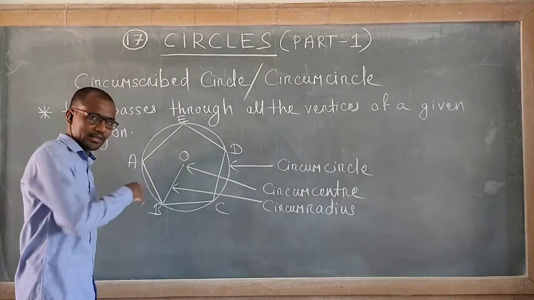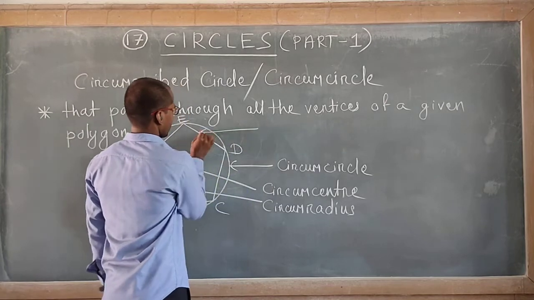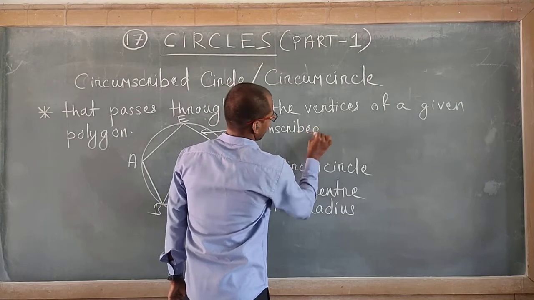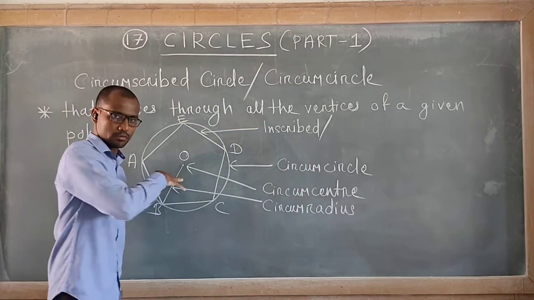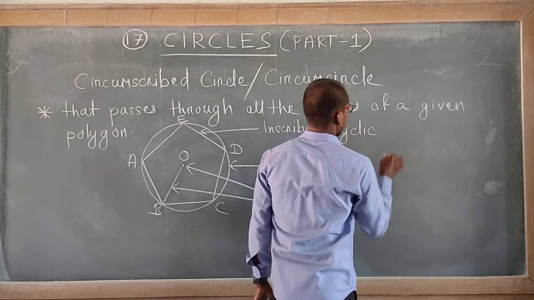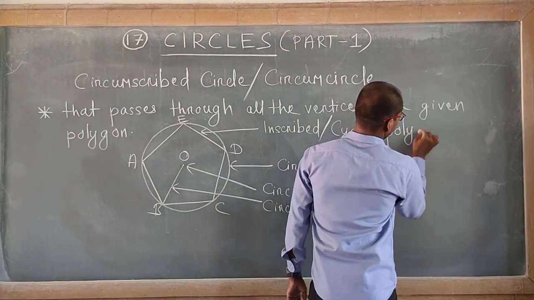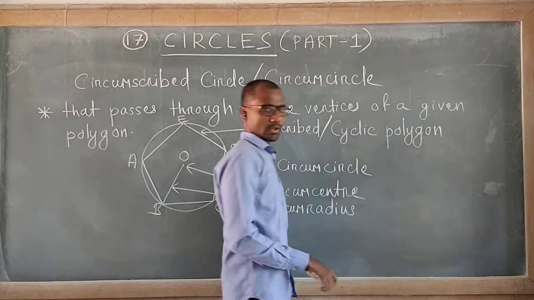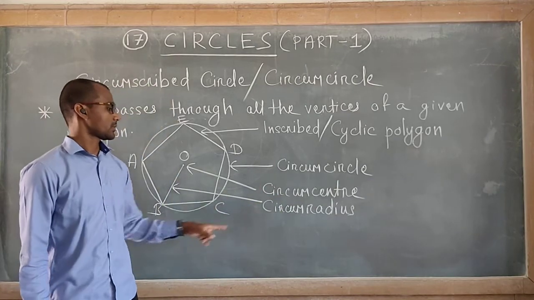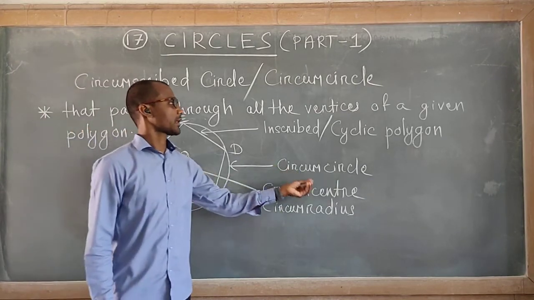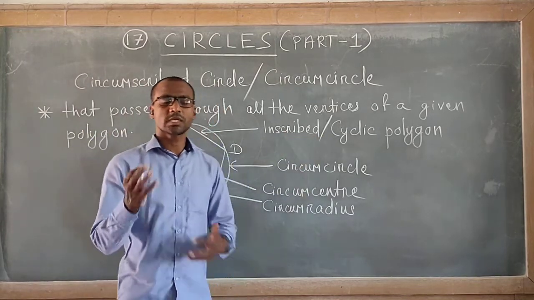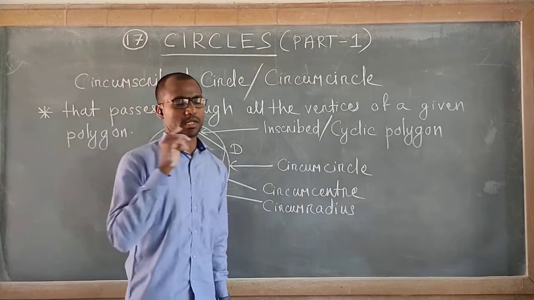And the polygon which is inside the circle is called inscribed or cyclic polygon. So remember all these terms. The center is called circumcenter, the radius is called circumradius, the circle is called circumcircle or circumscribed circle, and the polygon is called inscribed or cyclic polygon because all its vertices lie on the circumference of the circle.